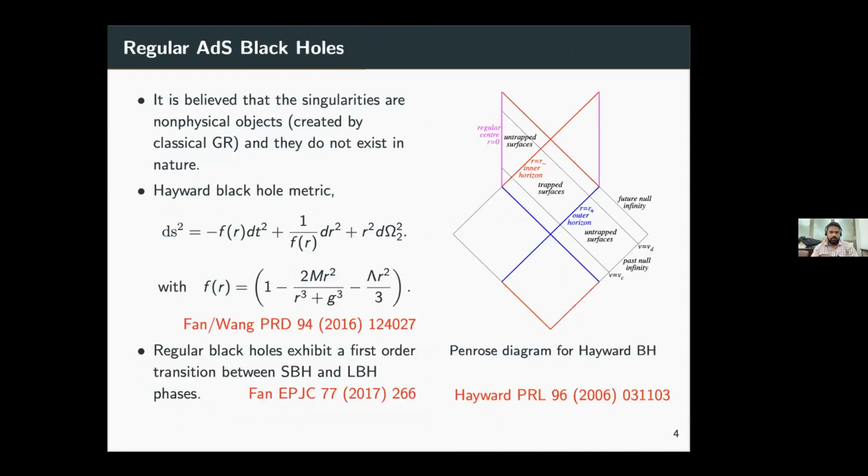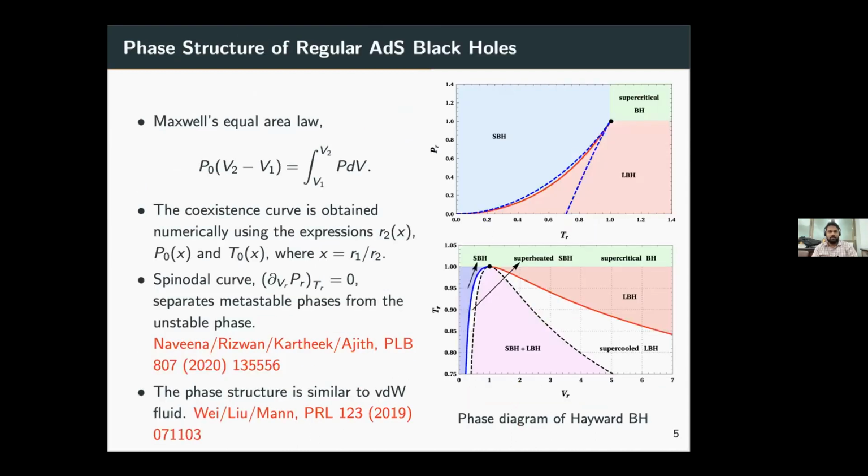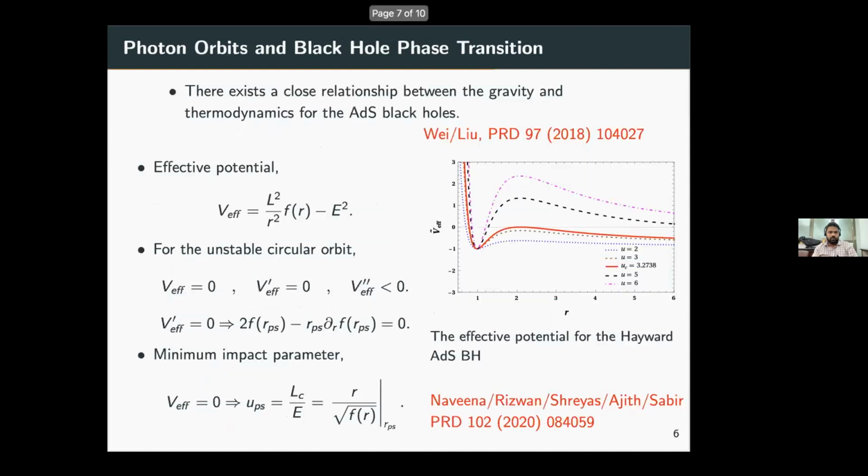Those studies are done for black holes with singularities. We started our work considering black holes without singularity. In regular black hole solutions, the central singularity is replaced with a de Sitter core. It is already known that these black holes also exhibit a first order phase transition. We studied the phase structure of these regular AdS black holes, in particular the Hayward and Bardeen solutions. We constructed Maxwell's equal-area law to obtain the coexistence curve, which separates the small black hole and large black hole phases. We also studied the metastable states, the superheated small black hole phase and the supercooled large black hole phase, which are obtained by spinodal curves. Once again, the phase structure is similar to a van der Waals fluid.